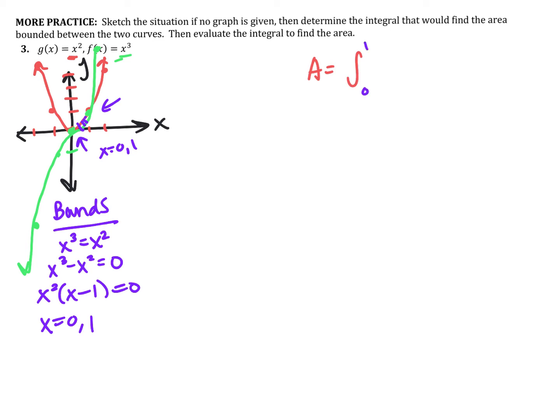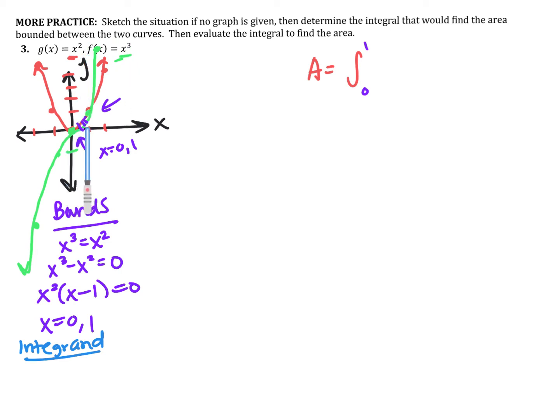Now, if you cannot tell with certainty from your graph which function is on top or creating the top of the area, there's a couple things you can do. The first thing you can do is say, okay, well, I only care about what's happening between 0 and 1. Let's pick a number between 0 and 1 and figure out which of these functions is bigger, because then I know which function is the bigger function and I can subtract the smaller function. So let's start with that.